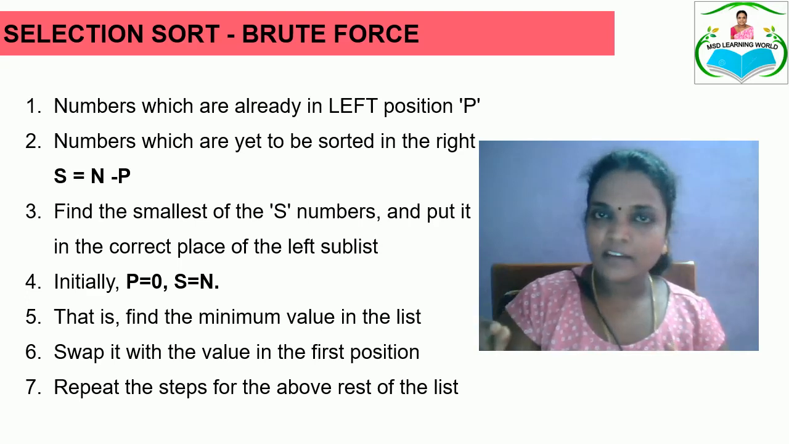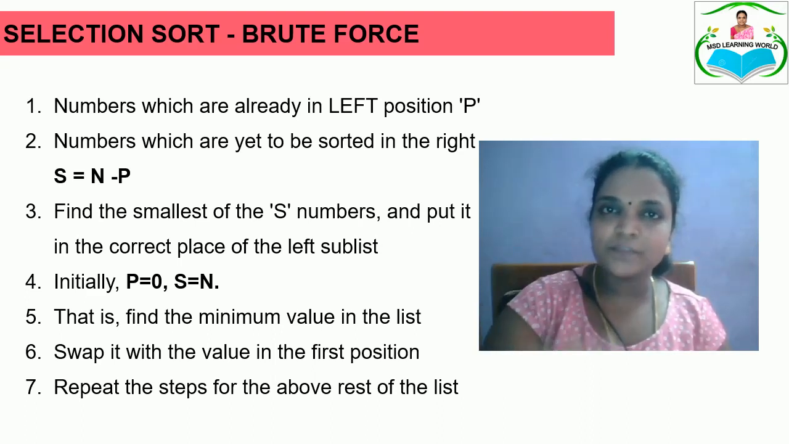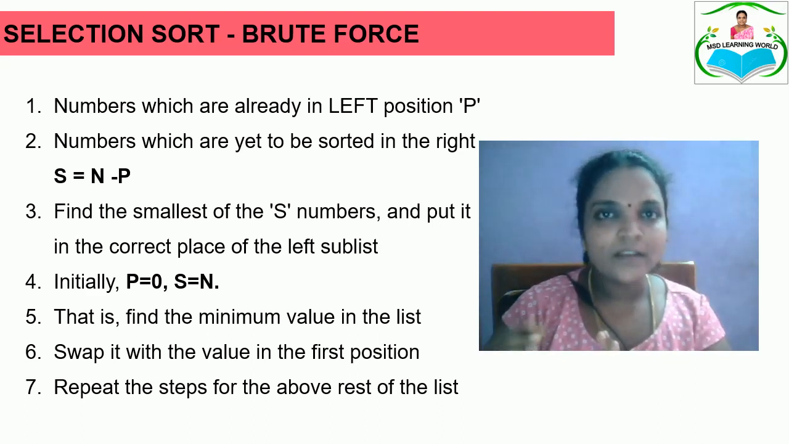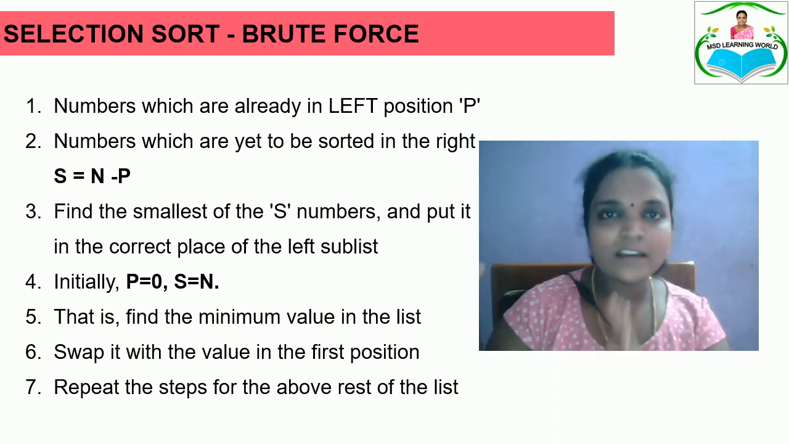Then you will again select the next element and keep it in the next place. Now P will be equal to 2 and S will again be equal to N minus P. Again and again this entire process keeps proceeding until your S becomes 0. This is the brute force approach. You will have a left sublist and a right sublist. The left sublist is assumed to have the elements in sorted order, and the right sublist is where we pick the minimum element from the given set of elements in the S list.